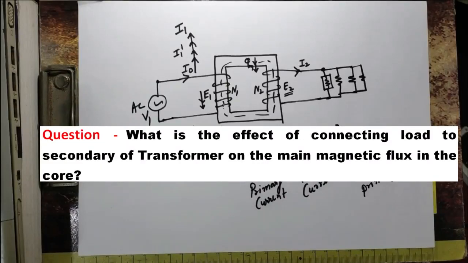Now, based on the concept we learned just now, I ask you to answer the question given on the screen in the comment box. The question is, what is the effect of connecting load to the secondary of a transformer on the main magnetic flux in the core?